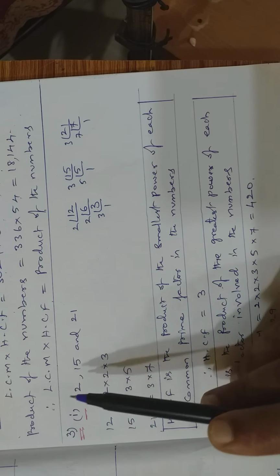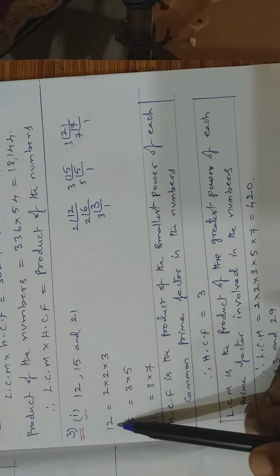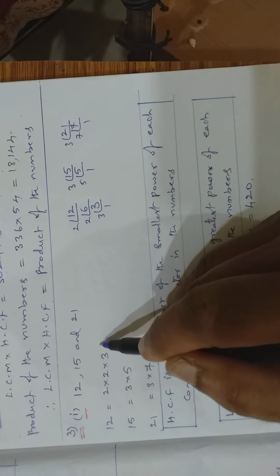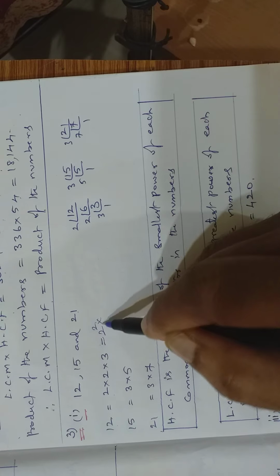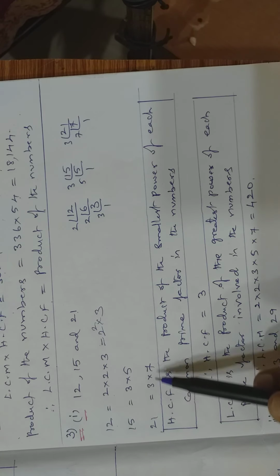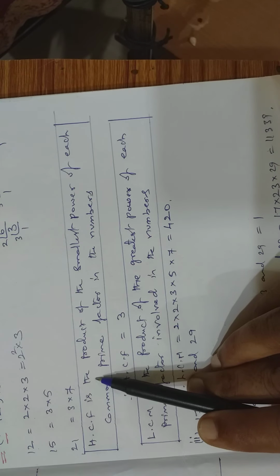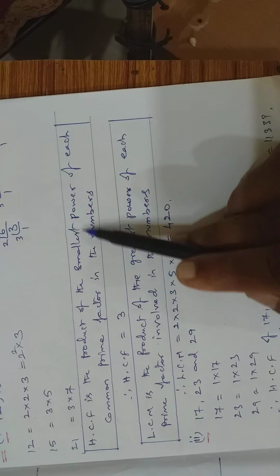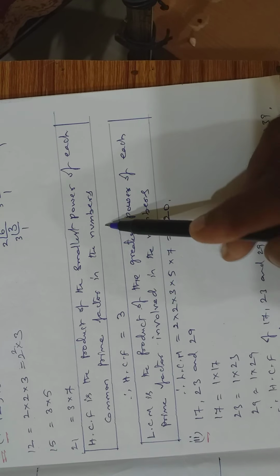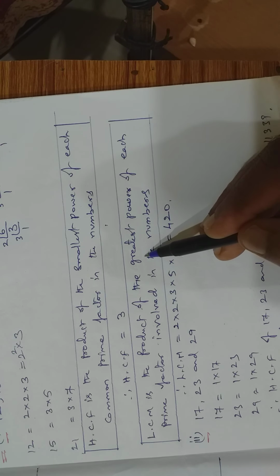Here 12, 15 and 21. If you find the prime factorization, 12 is equal to 2 into 2 into 3. That can be written as 2 square into 3. And 15 can be written as 3 into 5. 21 is 3 into 7. So these 2 points we already discussed in the previous problem. HCF is the product of the smallest power of each common prime factor in the numbers. We must learn these 2 points. These are very important points to find the HCF and LCM of any numbers by using the prime factorization method.